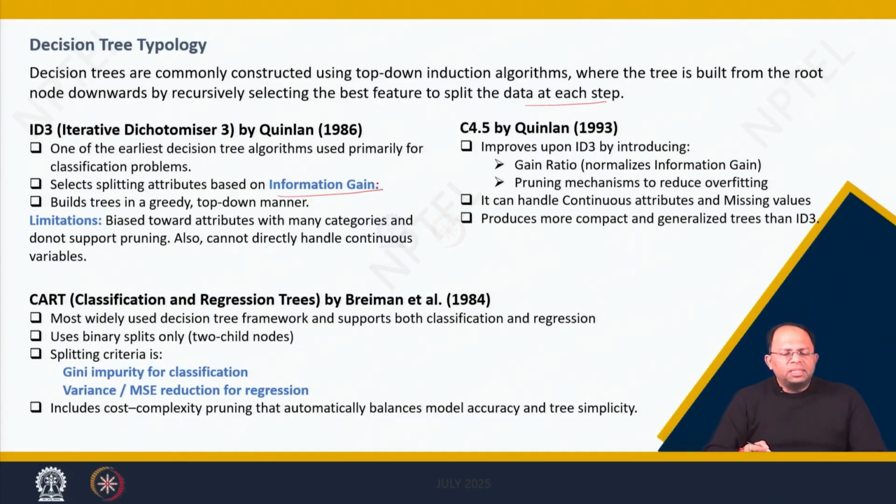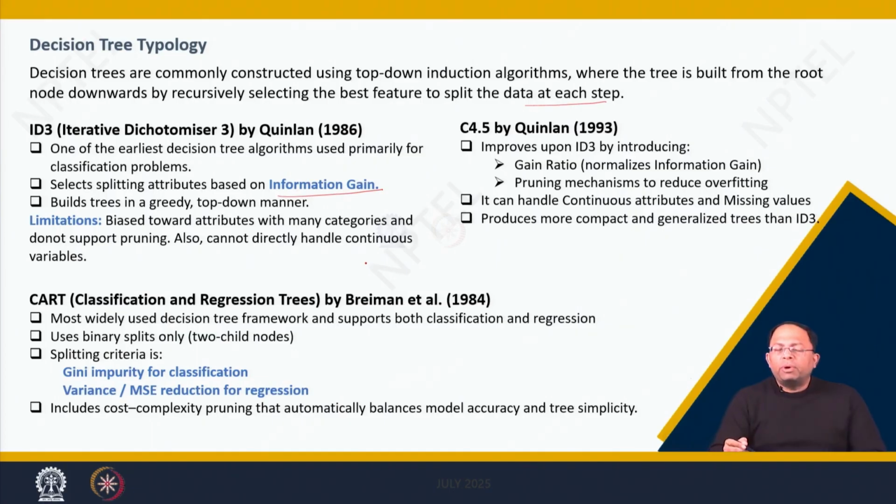Now the problem with this is it is biased towards attributes with many categories and does not support pruning. So that's one big limitation. It doesn't allow pruning and also cannot handle continuous variables. So this is another limitation. That means it cannot do regression. For any continuous variables in the data set, it will not be able to proceed further, not only for regression but for any classification task and so on.